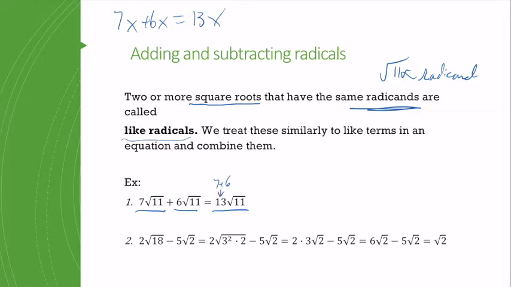What we do need to remember, though, about radicals is we have to simplify them before we can add them. So if I have 2 square root of 18 minus 5 square root of 2, I need to remember that 18 factors into 3 squared times 2. So that becomes the square root of 3 squared times 2. So my 3 is going to move to the outside. I get 2 times 3 square root of 2 minus 5 square root of 2. So 6 square root of 2 minus 5 square root of 2 equals the square root of 2.